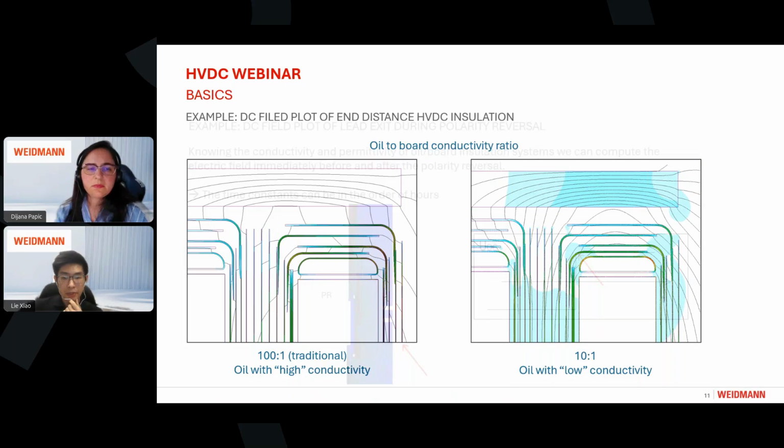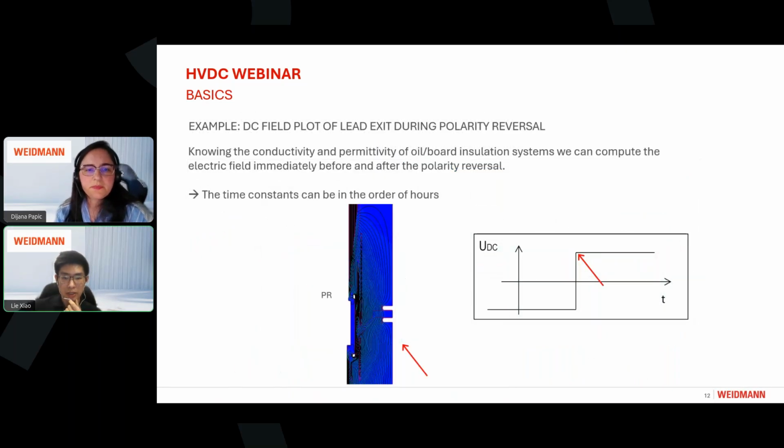So here, this is regarding the DC field plot of the lead exit under polarity reverse. So we need to be aware that under the normal steady state, the field distribution is governed by the conductivity. So the insulation material, meaning the papers or the barriers or the pressboard, take the most voltage. So we are talking about the polarity reverse.